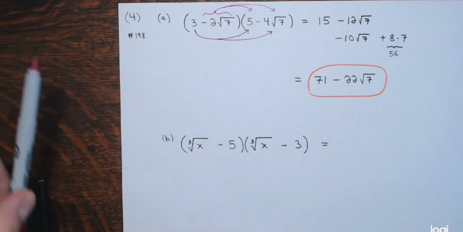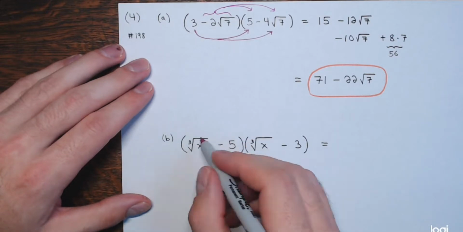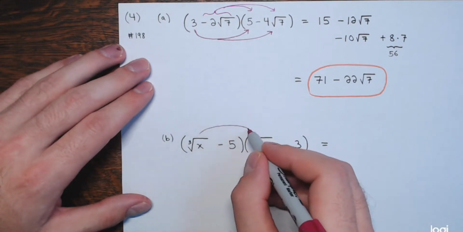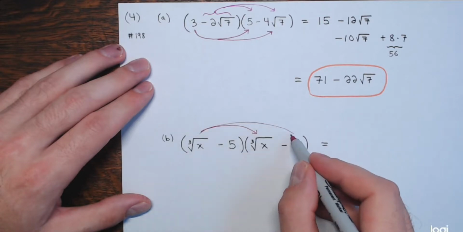So now comes the distribution, right? I've got, again, 2 terms times 2 terms. So you take every term from one, distribute to the other. So I'm going to take this cube root of x and multiply it by the cube root of x and this negative 3.